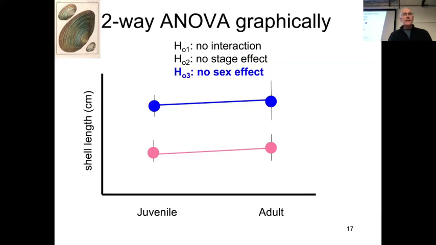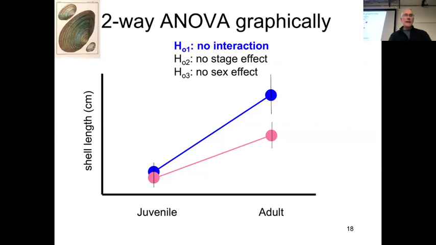And finally, the other possibility is that we reject the null hypothesis of no sex effect, but we accept the null of no stage effect. And back to the interaction again.